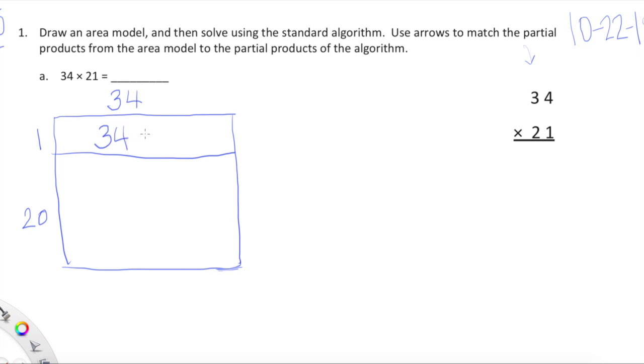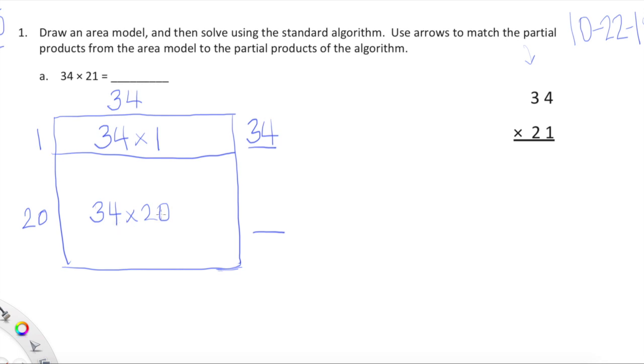So the expression I'm going to find in this part of our area model is 34 times 1. Okay, cool. And then in this larger part, we're going to look at 34 times 20. So we have 2 expressions which are going to result in 2 partial products. The reason why I broke 21 up into 20 and 1 is because we can absolutely multiply 34 by 1 in our head. One copy of 34 is indeed 34.